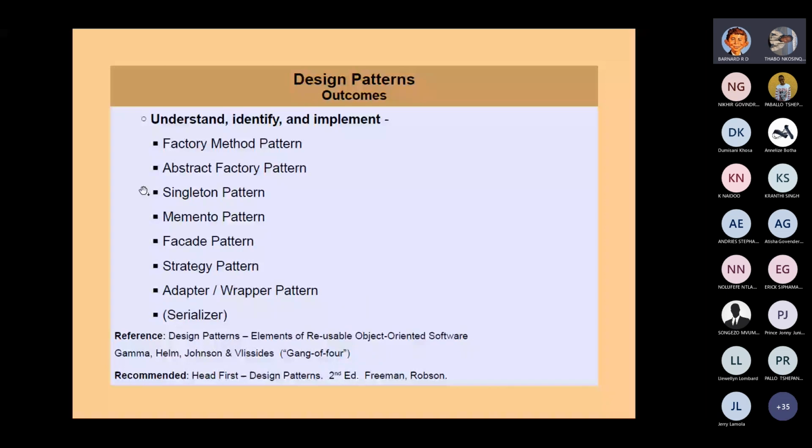So just to summarize the ones you really need to know about: definitely factory method, abstract factory, singleton, memento, strategy, and serializer. The facade and adapter, make sure you have an idea of what they are.